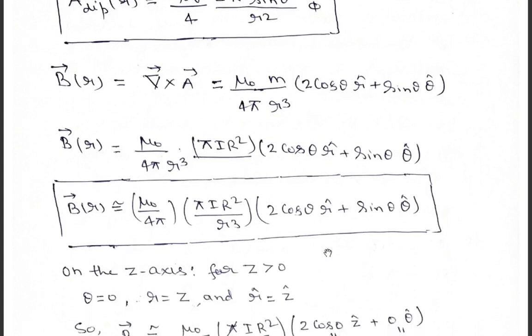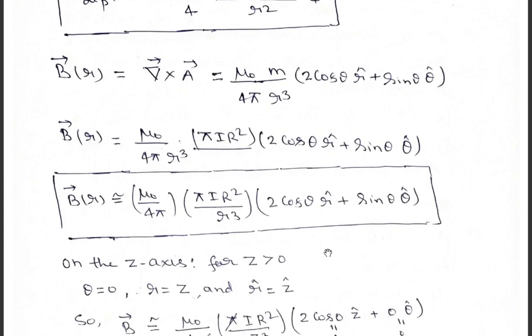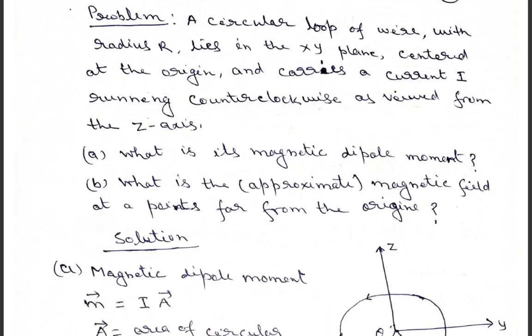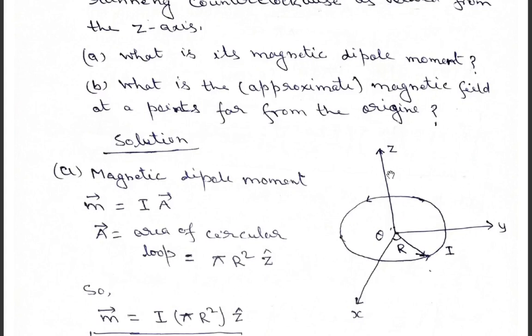Now we have to find out the magnetic field due to a circular loop on the z axis, for z greater than 0, okay. What we have written is in terms of spherical polar coordinates. If you try to find it in cylindrical coordinates, it means we have to find the magnetic field along the z axis at somewhere here. So that is z greater than 0, and we can find it for z less than 0 also.